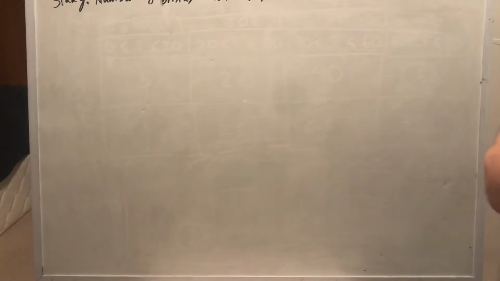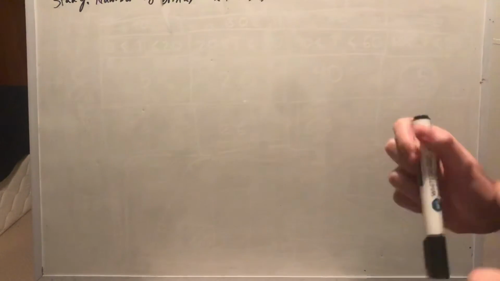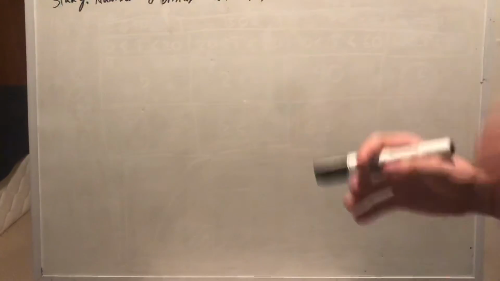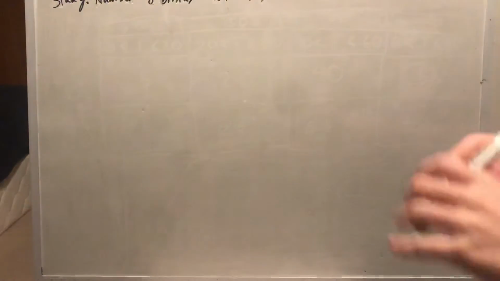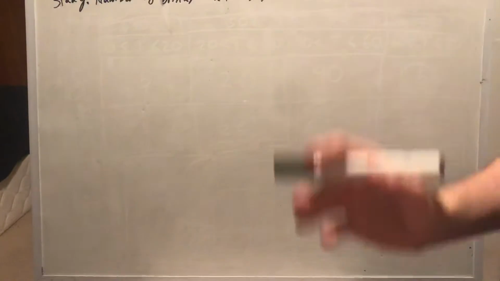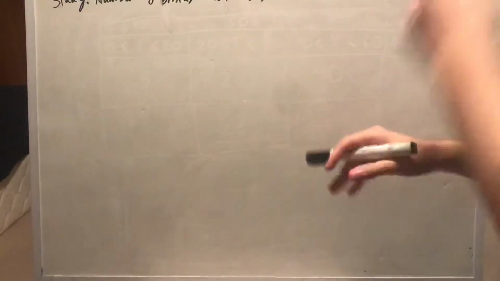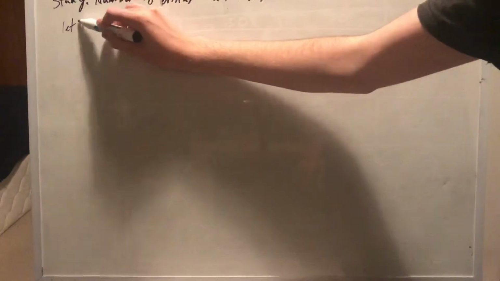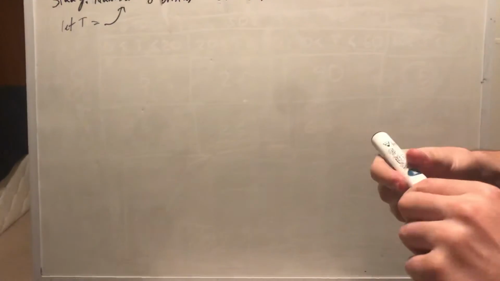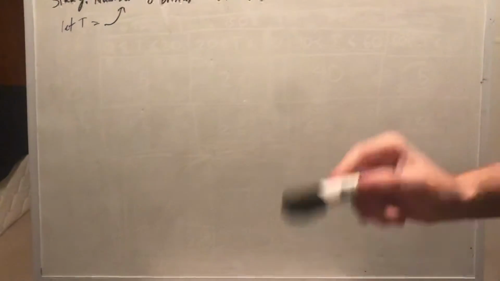And I have now received some imaginary data from this study. So before we create a table that will represent this data, we need to first come up with a variable to represent the number of bristles on a toothbrush. I'm going to say let t equal the number of bristles on a toothbrush.